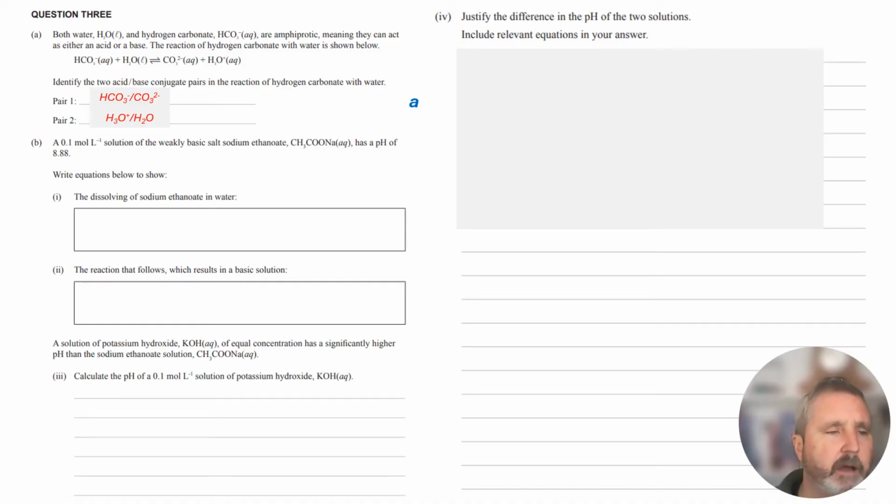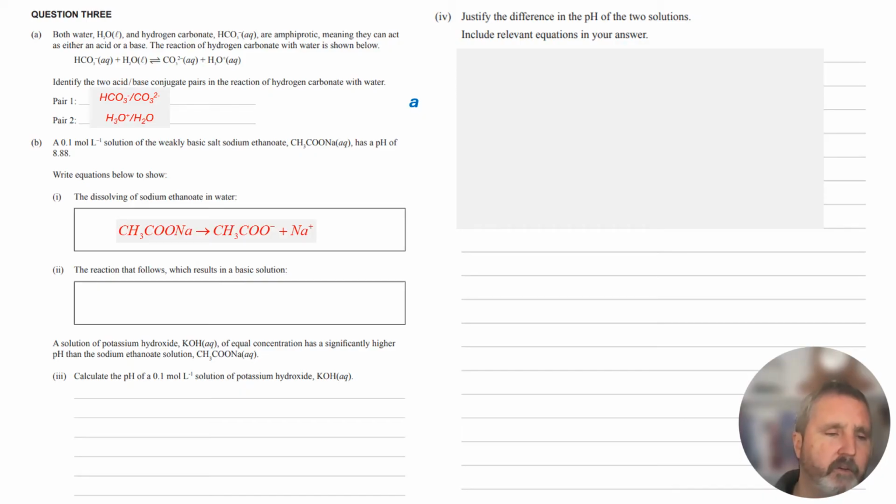Now we say that 0.1 mole per litre solution of the weakly basic salt. Okay, that means that this is a salt that when it breaks apart, one of these components is a weak base. Now sodium is always neutral, so the component's going to be what's left. Now when we have a weakly basic salt or a weakly basic acid, there are always two equations. The first equation is the dissociation of the ions, or the breaking apart of the ions in water. So it's going to look like this.